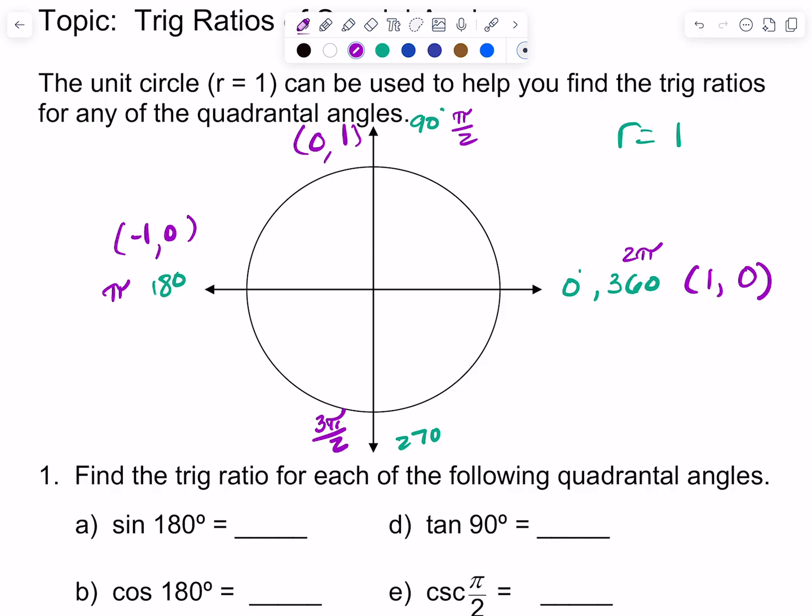What would be 270? Yay, 0, negative 1. And we're done. We're going to come back and use these later on.